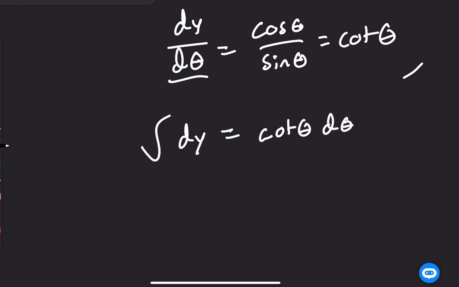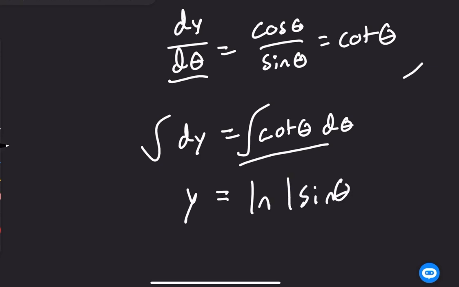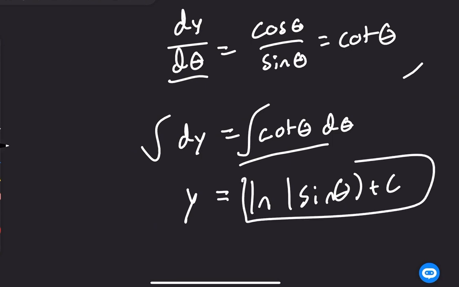Now you can integrate both sides. The integral of dy is just straight up y, because you know the derivative of y is dy. And then that will give us, this is just a trigonometric identity that you have to know, that we went over in earlier videos, and it's just the natural log of the absolute value of sine theta plus c. So this will give us our indefinite solution or general solution for the equation.